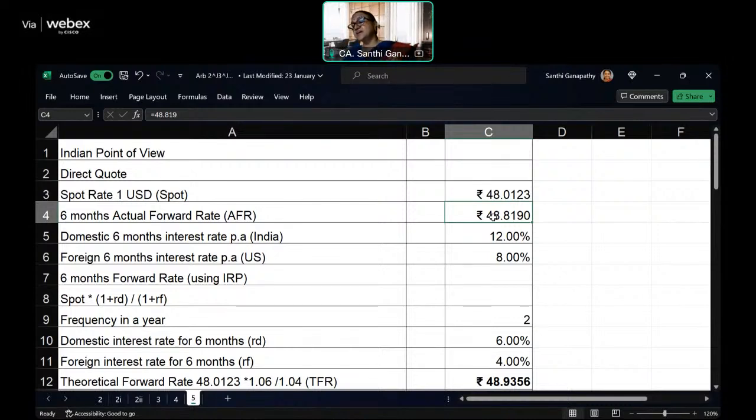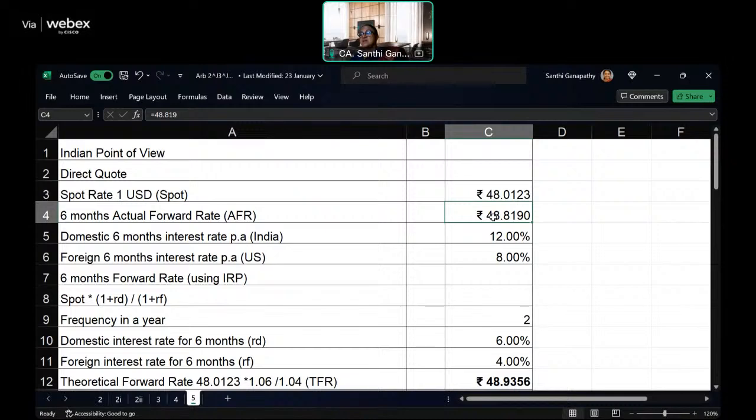On the other hand, if actual forward rate is cheaper than theoretical forward rate, I will borrow foreign and invest domestic. What is the idea? Foreign currency is cheaper after the period.